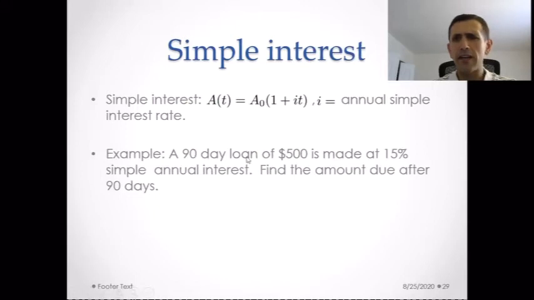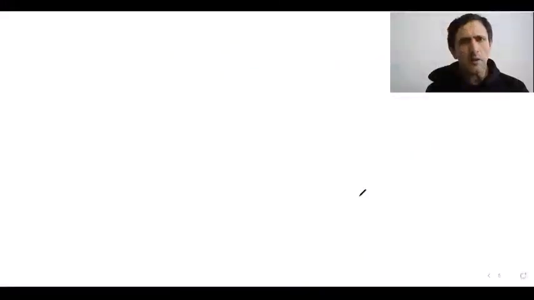Let's say you take out a 90-day loan of $500. It's made at 15% simple annual interest. Find the amount due after 90 days. So all we're trying to see is what this $500 accrues to using simple interest after 90 days. And just like before, t is in years, so we have to convert 90 days to a fraction of a year. This problem is pretty simple, no pun intended. It's just plug and chug, really.